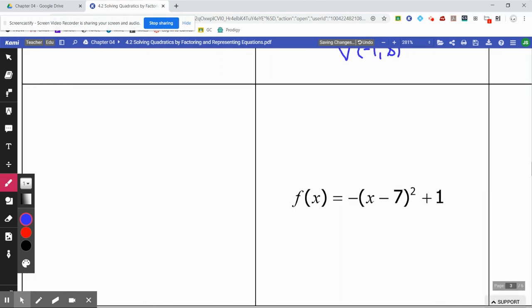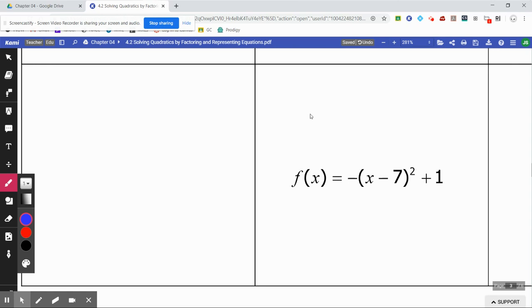Next one. Now this one we're working backwards. They give you a vertex form, or a transformation form, and we're asked to go back to the other form. So let's copy it. And we've not done a lot of this, but it's not too bad.